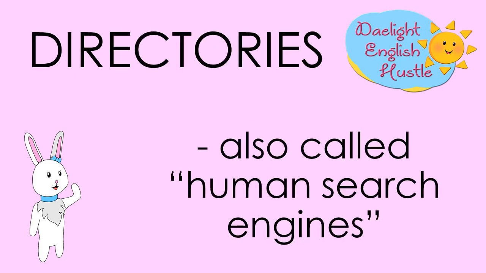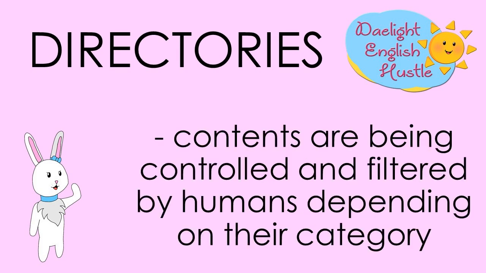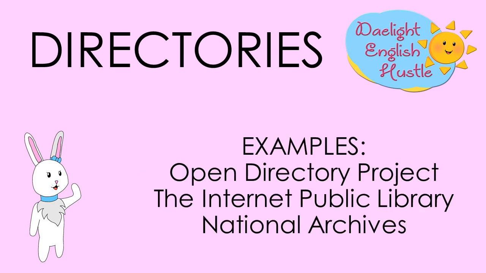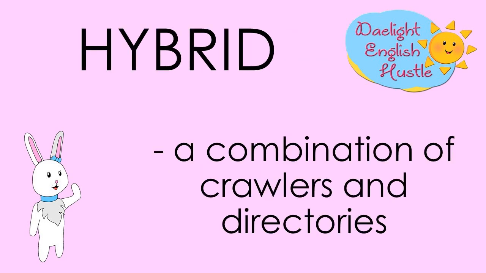The second type of search engine is directory. A directory is also called human search engine because its contents are being controlled and filtered by humans depending on their category. Some of its examples include Open Directory Project, the Internet Public Library, and the National Archives of the Philippines. The third type of search engine is called hybrid.